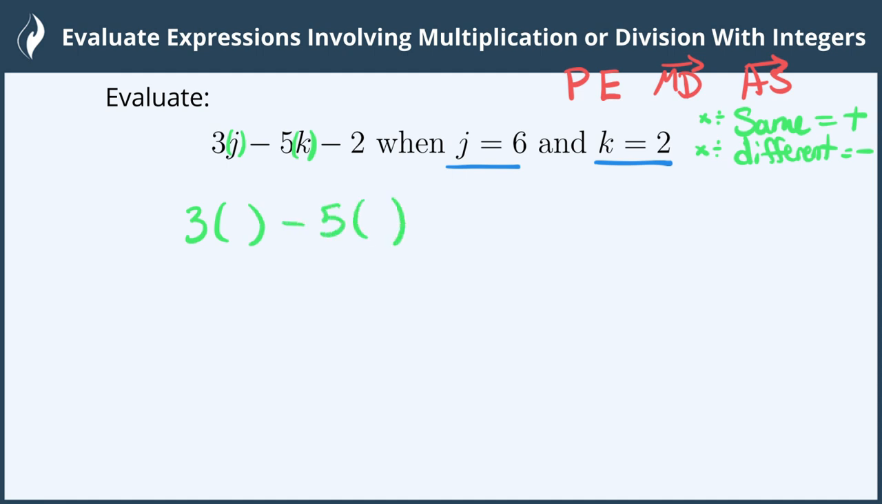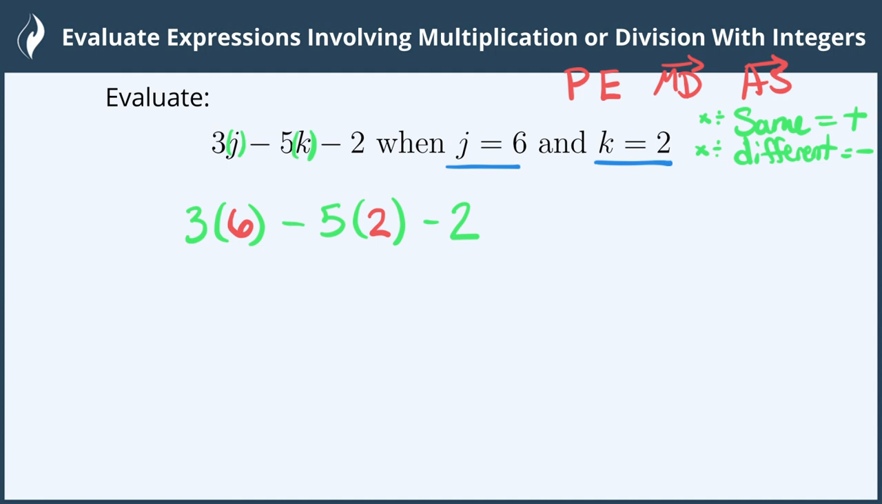So let's go ahead and copy this down exactly as it is, replacing the variables with sets of parentheses. This now gives us a place where we can put the 6 and the 2. The 6 goes where the j was, which is right here, and the 2 will go where the k was, which is right here. And now we can work on our order of operations.